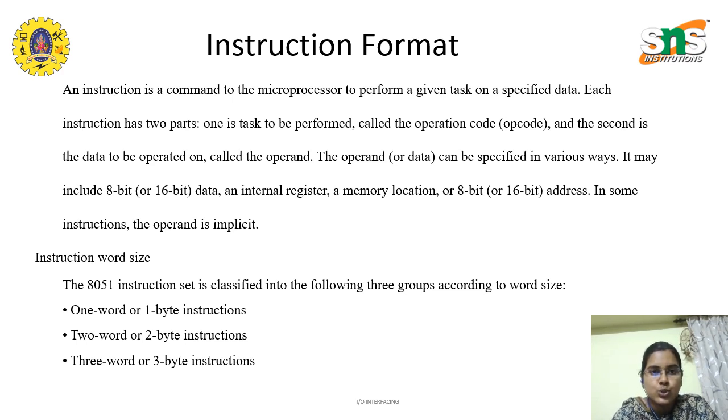Each instruction has two parts. One is the task to be performed, that is called the opcode, and the second is the data to be operated on, that is called the operand. The operand or the data can be specified in various ways, and it may be 8-bit or 16-bit, an internal register or a memory location, or an 8-bit or 16-bit address. In some instructions, the operand is implicit.